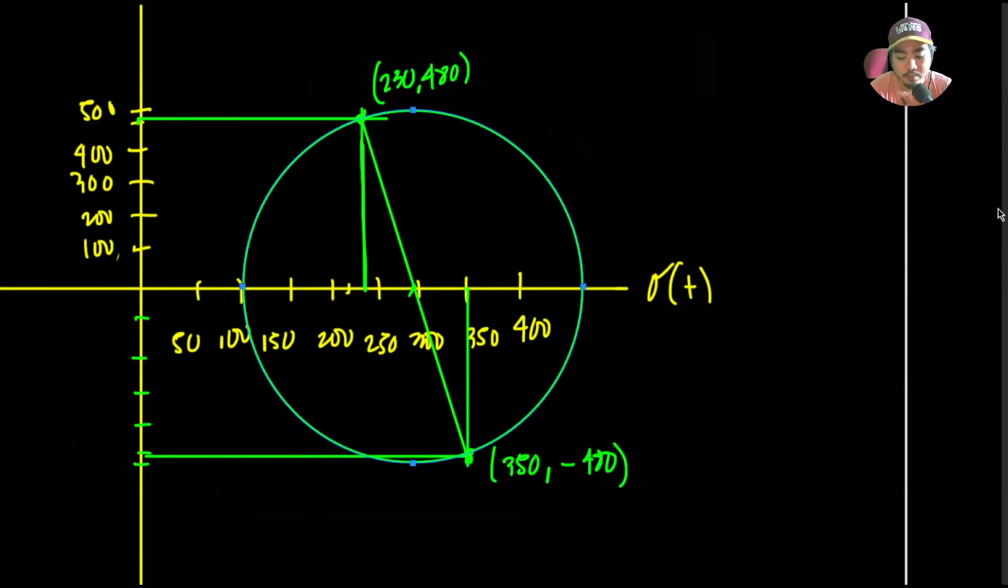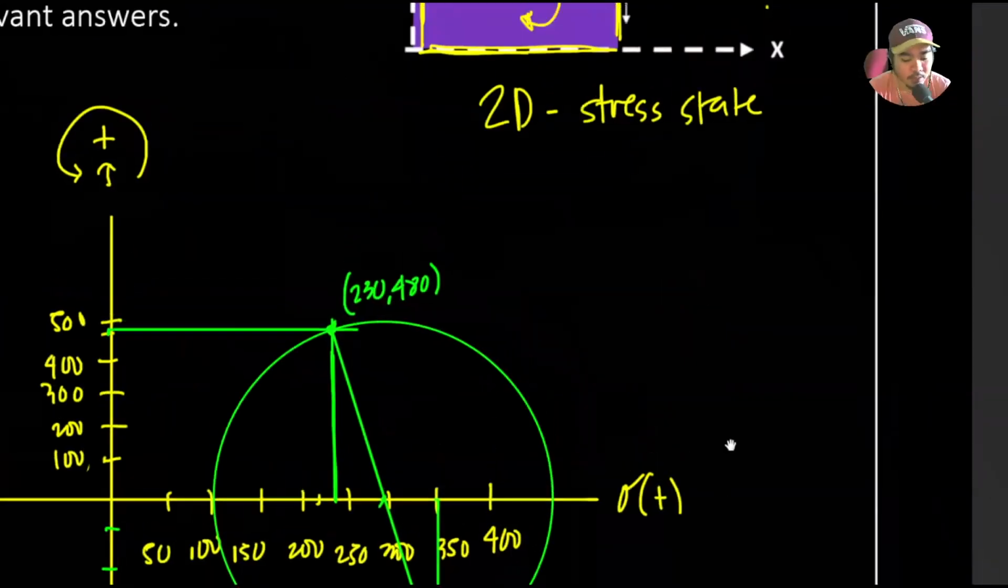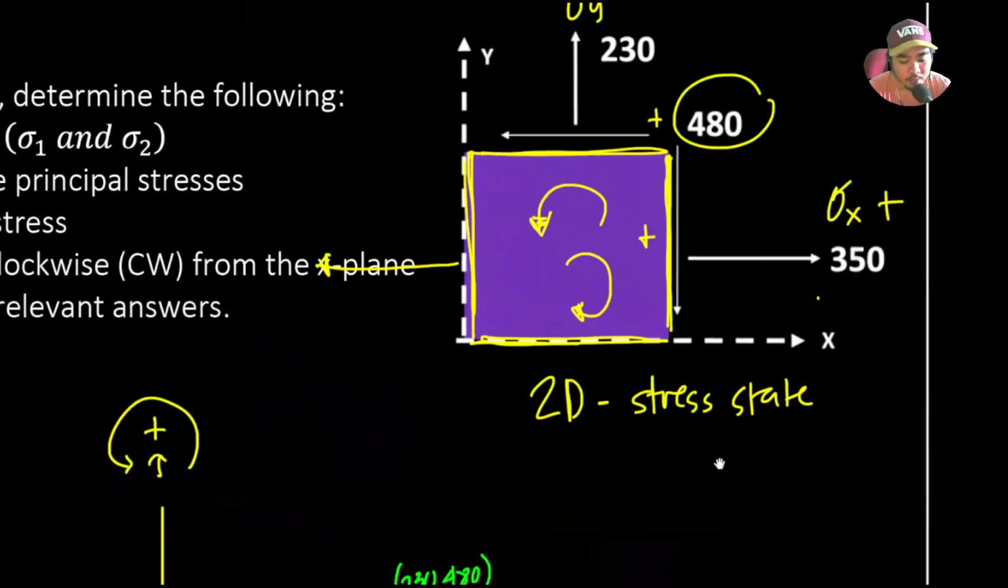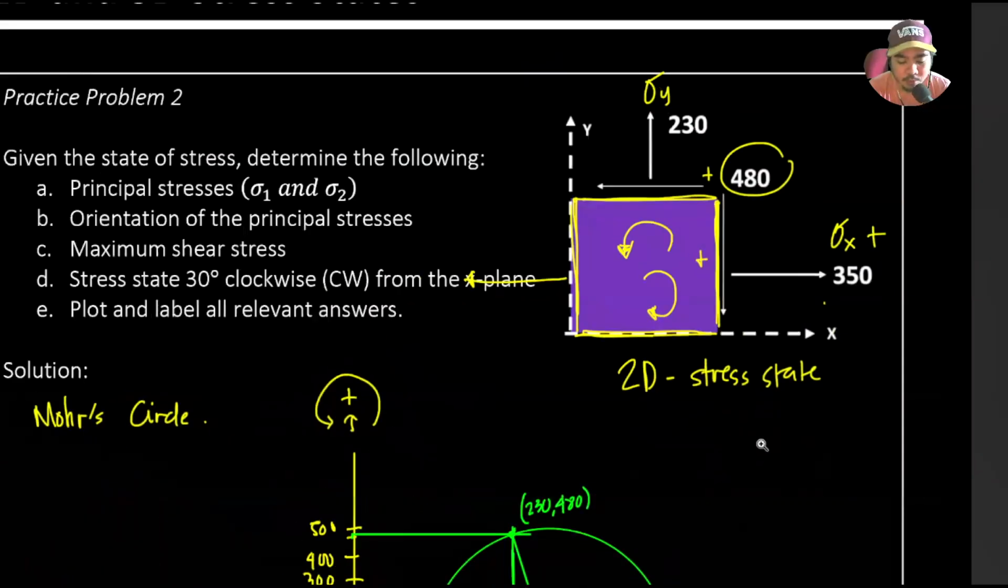Okay? That's the circle we want to create. Okay? So, ito kasing si Mohr's circle, it indicates all the possible na orientation ng stress state natin. Okay? So, paano ko ba ma-explain to? So, think of it this way, no?